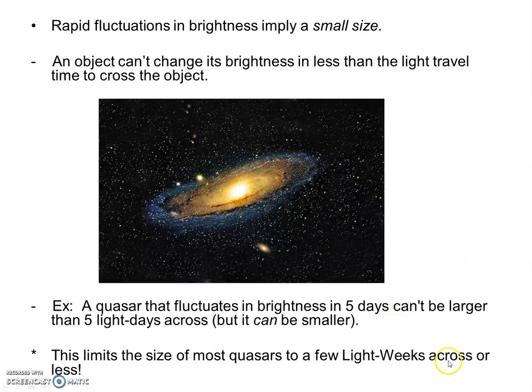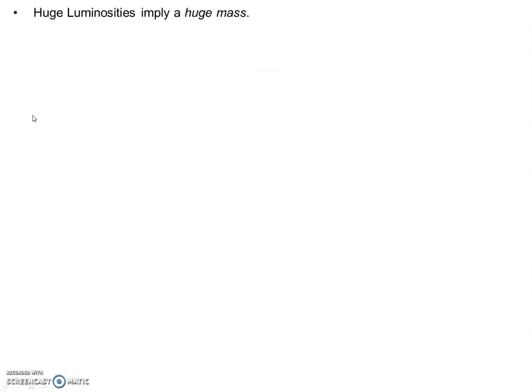Well, now we're getting to about the size of our solar system. Our solar system is maybe a light day across, and maybe a little bit larger, depending on what you consider part of the solar system. But we're talking roughly on that order of size. Okay. Now, here's the other thing. So we know that it's fairly small, and it's also extremely bright. So you have all that brightness coming from a very, very small region of space. A huge luminosity implies a huge mass. Okay?